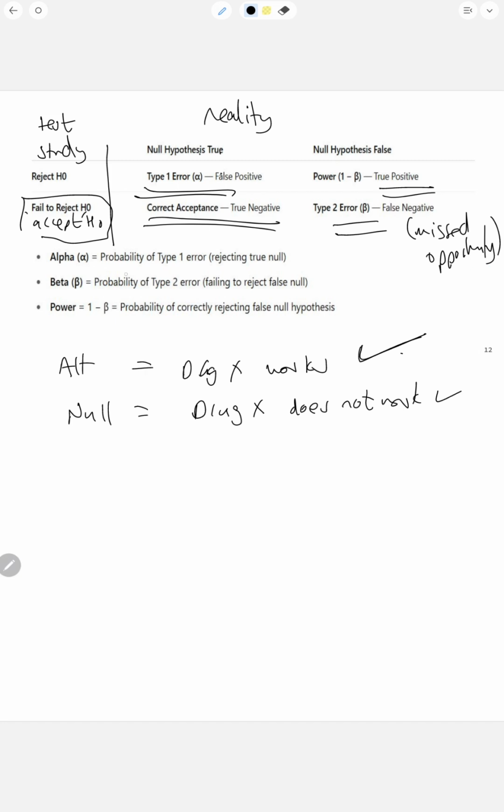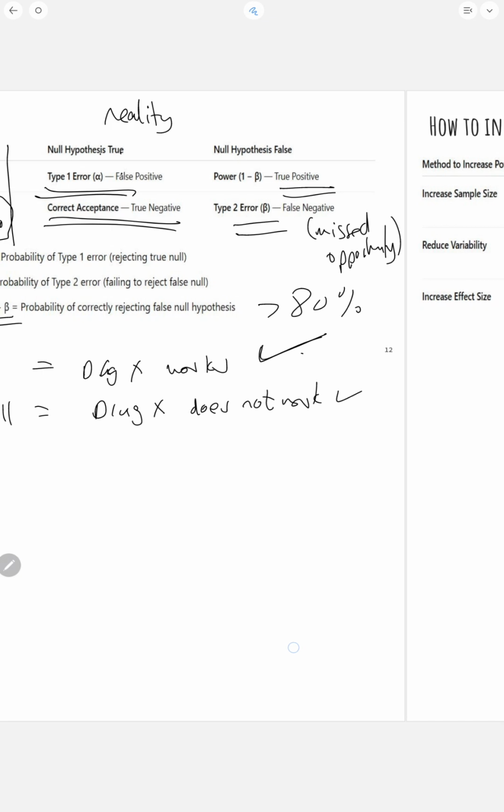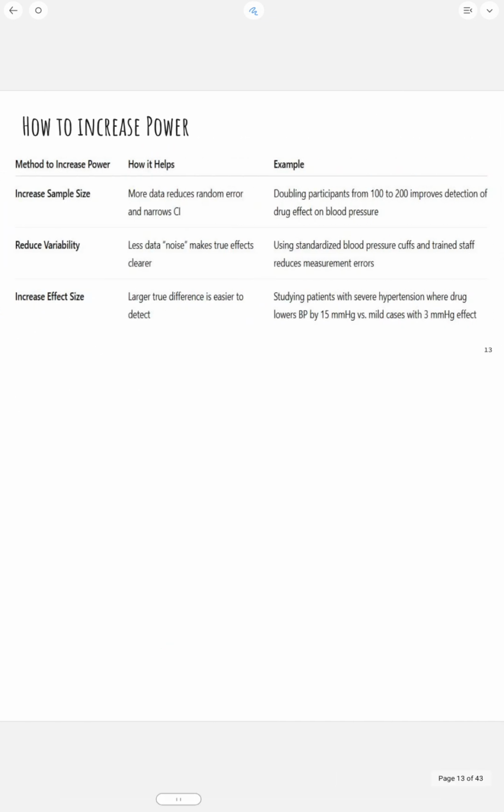So again, alpha error is type 1 error, rejecting a true null. Beta error is the probability of a type 2 error, meaning failing to reject a false null hypothesis. And power is 1 minus beta, the probability of correctly rejecting a false null hypothesis. Remember this equation: 1 minus type 2 error, or 1 minus beta, will give you power, and anything greater than 80% is generally considered good for your study, to say it is well powered. So look out for this if you're analyzing or critiquing a study.